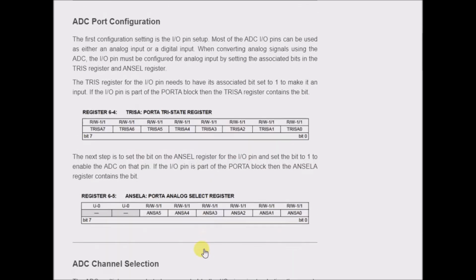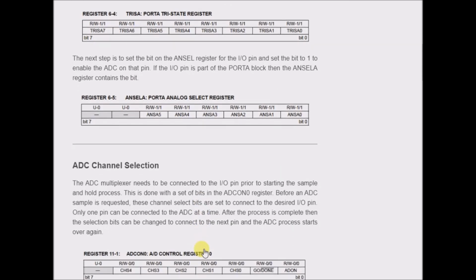Then the next step is to set the bit on the ANSEL register for the I/O pin, and set the bit to 1 to enable the ADC on that pin. If the I/O pin is part of the port A block, then the ANSELA register contains the bit.